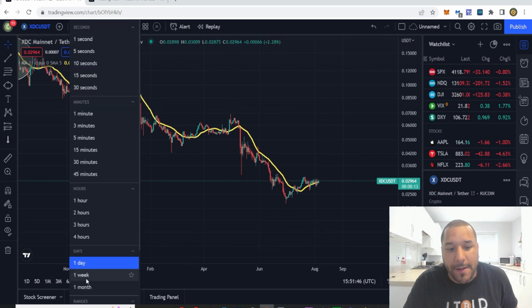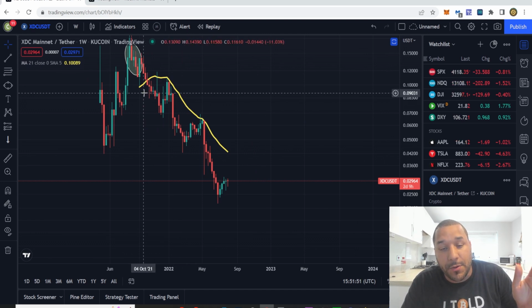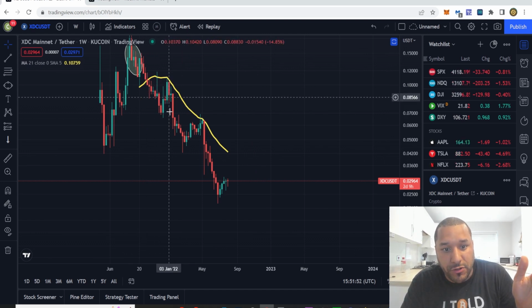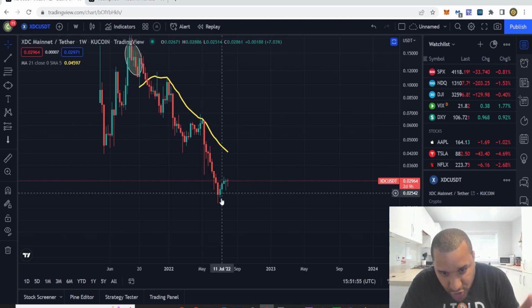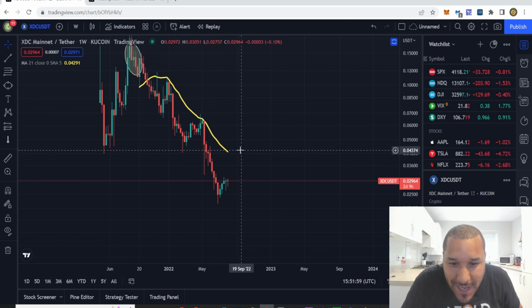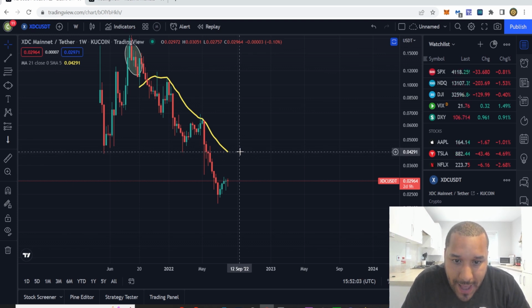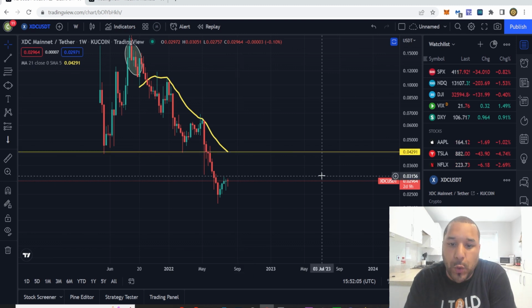So, now that you understand this moving average, let's take a look at it on the weekly time frame. Where could it go in the weekly time frame? Well, look at this. It's been very oversold. Like I said, it came up, resisted, came up, resisted, straight down. It could come back to this yellow line again. And right now, this yellow line on the weekly time frame is sitting at a price of 4 cents.